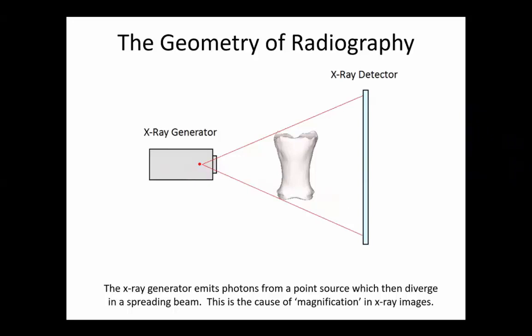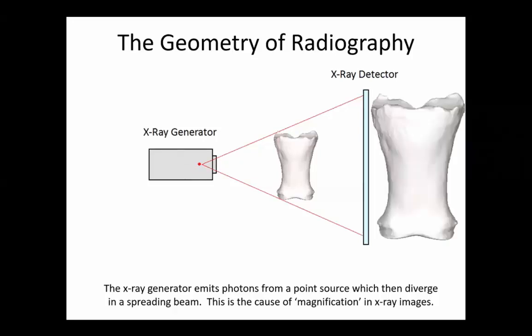X-ray of. So if you just remember this, it'll be clear to you why people say there is magnification in X-rays. This bone, the way it would project onto that X-ray detector, it would look this big. And so there's magnification inherent in X-rays because of this very simple geometry.